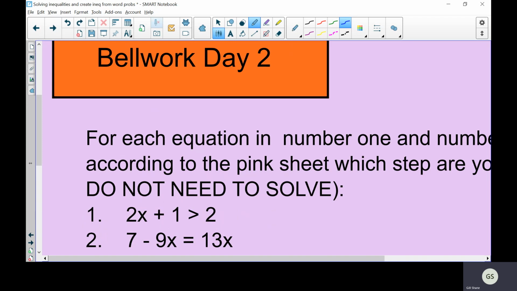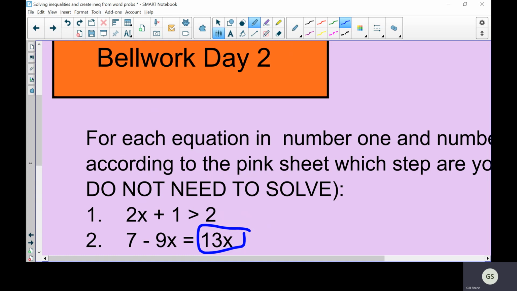In number 2, same process. Do I have parentheses? No. So I move past the first step, which is distributive property. Next, on the left side, do I have any like terms on the left? Well, again, just a term with a variable and a constant, so no like terms. Now I look at the right. Do I have any like terms? Well, again, I only have one term. Can't have like terms if I don't have multiple terms on that side.